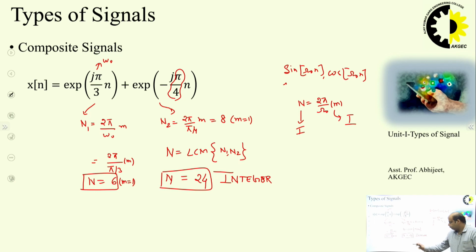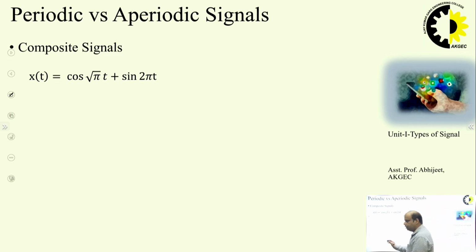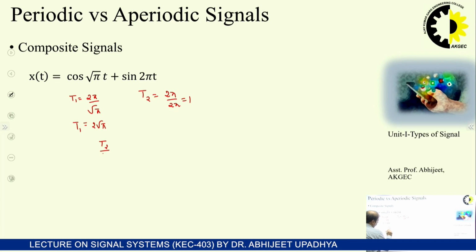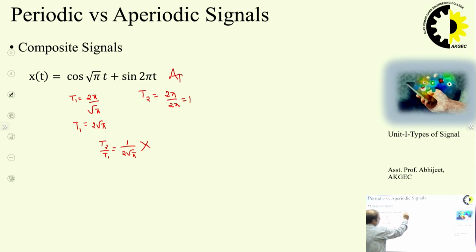So this is the composite signal case for x of n. Here you can see that if the ratio of N1 and N2 is rational, then the overall signal appears to be periodic. Like in this case, this is a continuous time signal x of t, so we will calculate T1. This is 2 pi by omega naught, which is 2 square root of pi. T1 is this much seconds. What is T2? 2 pi upon 2 pi, which is 1. The ratio T2 by T1 is 1 upon 2 square root pi, which is not rational. So since it is irrational, the overall signal is aperiodic.